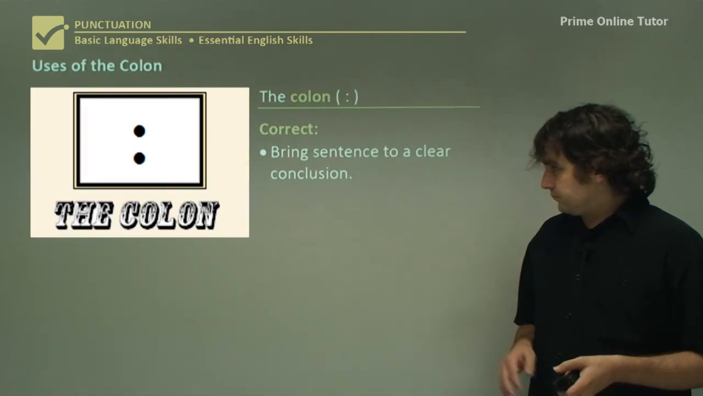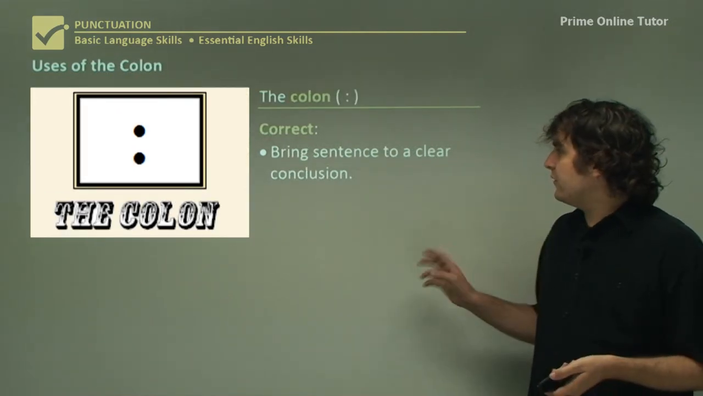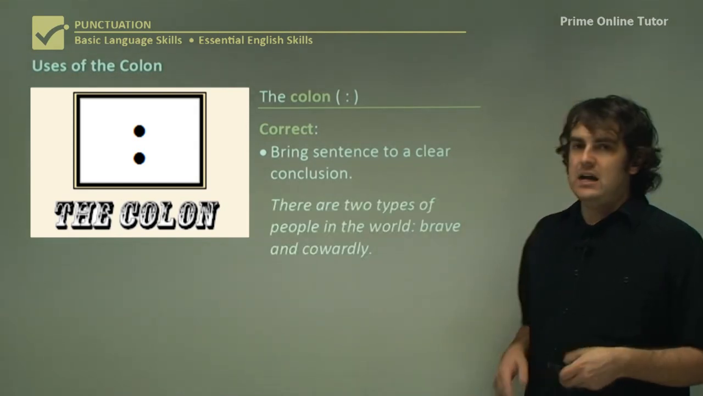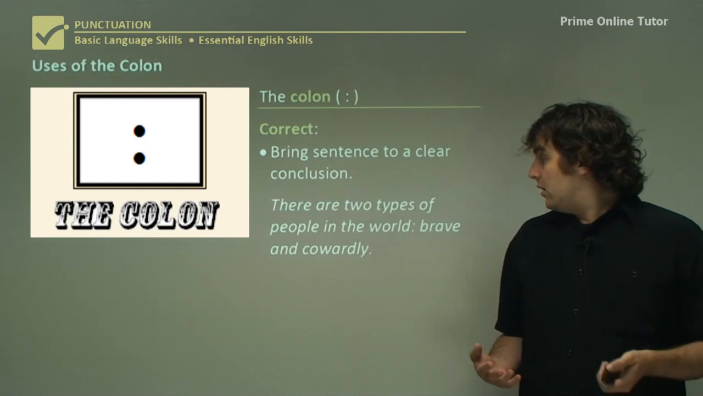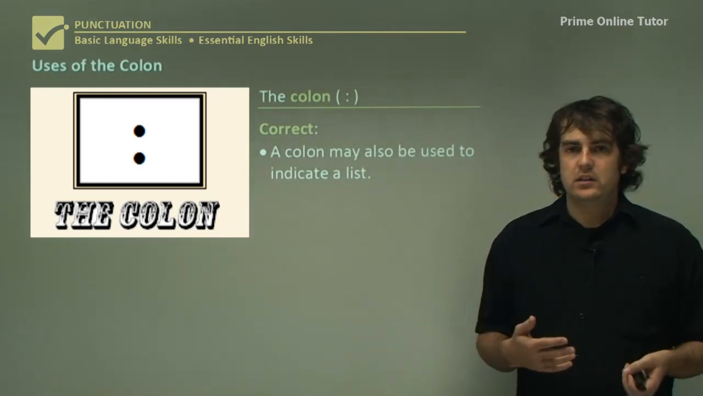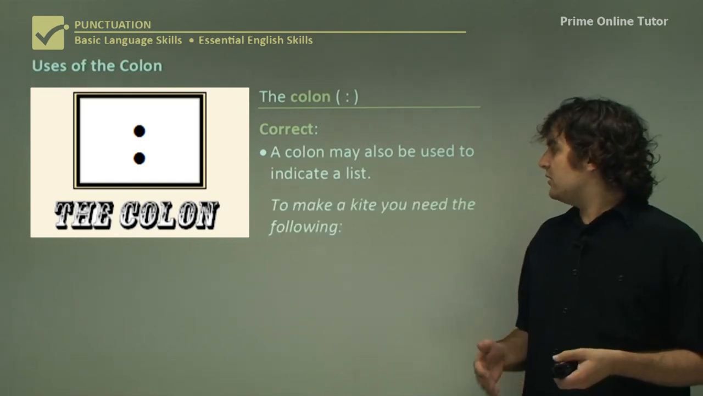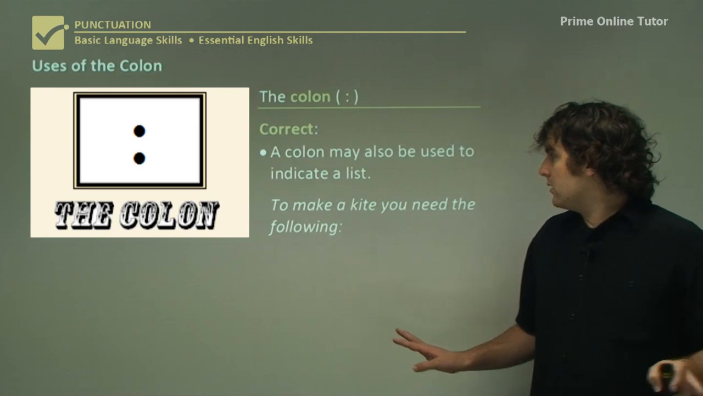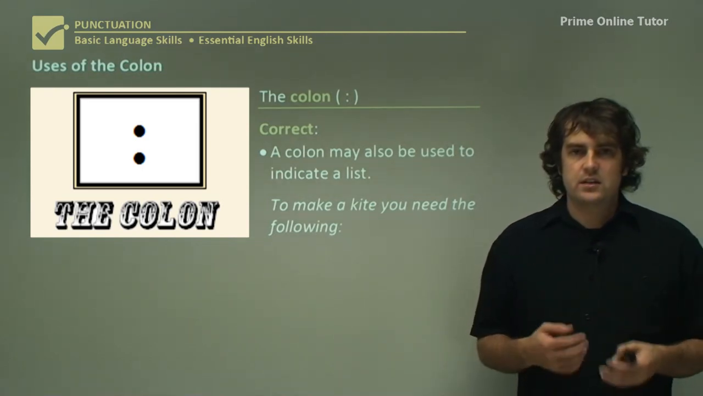Now, the colon, as I said, brings the sentence to a very clear conclusion. So, there are two types of people in the world: brave and cowardly. So like the example we had before. All right. A colon may also be used to indicate where a list is. So to make a kite, you need the following: and then whatever it is you need. Now, those two uses, again, they're very simple.